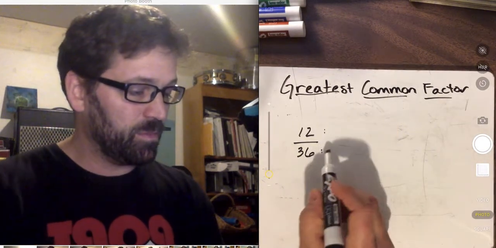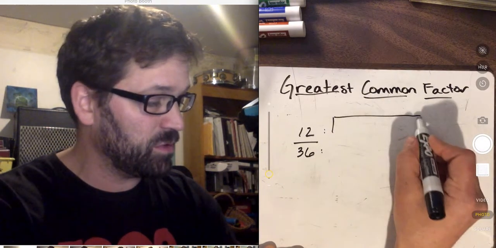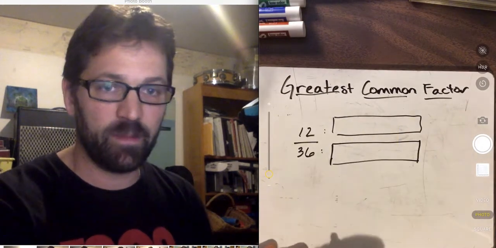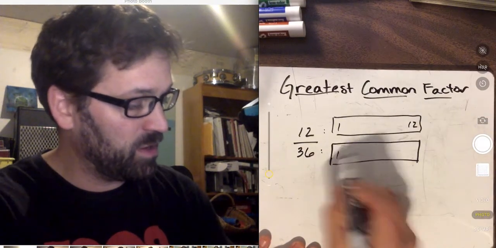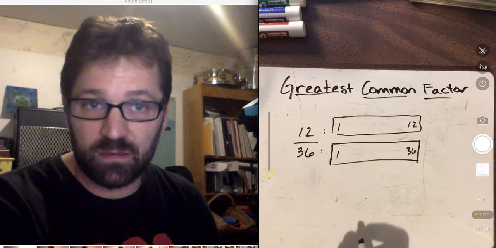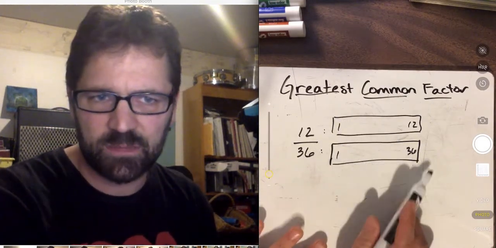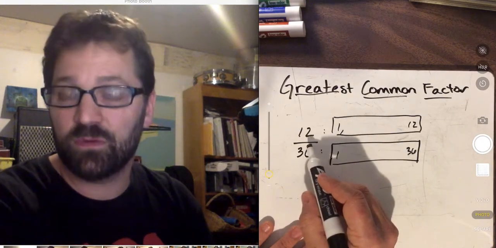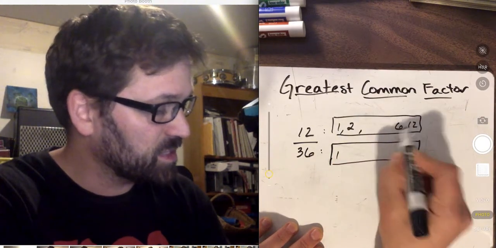Okay, so starting off with 12, I can do my boxes if I want to, or you can just write it out. I'll do the boxes just for fun. So I know that 1 and 12 and 1 and 36 are always going to be factors that go in because we have the 1 and the last number. Now here it can get a little tricky, especially with 36. So does 2 go into 12? Well, 12 is even, so yes. So 2 times what equals 12? Well, 2 times 6 equals 12.